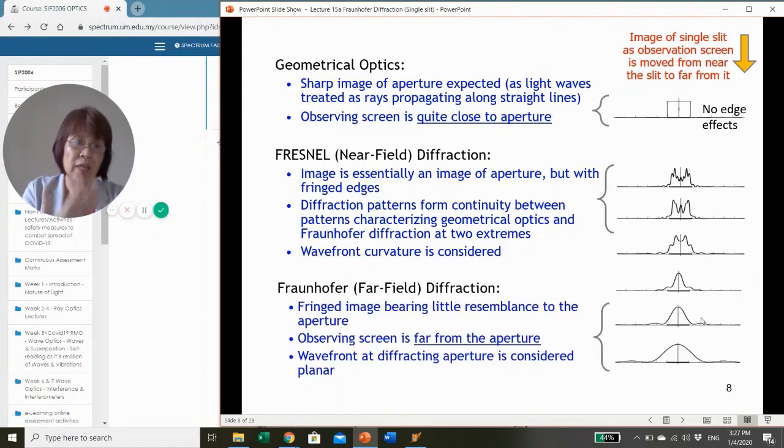And then as you bring the screen further away, you start to see the diffraction pattern, as you can see here. The fringe image doesn't look like that aperture anymore. And here the observing screen is actually very far away. Here the wavefront reaching the aperture is considered to be planar.